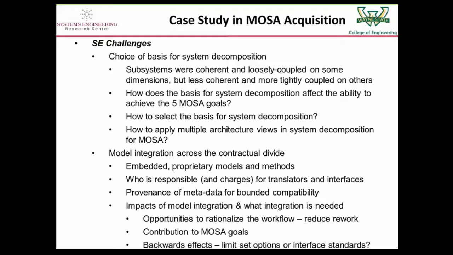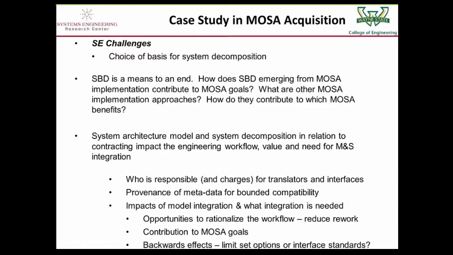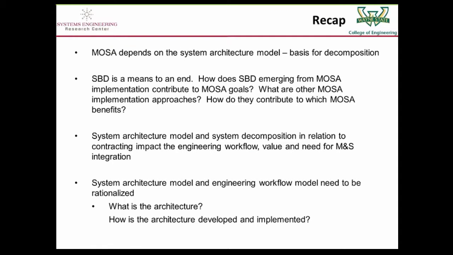So I keep coming back to this: when we think about implementation, let's think about implementation in terms of benefits to the different goals. Moving on to chart 11, just a little bit of a recap. MOSA is going to depend on a system architecture model, which is the basis for decomposition. That's how pieces are divided up. So we need to think about that in a more comprehensive way for the benefits of different approaches.